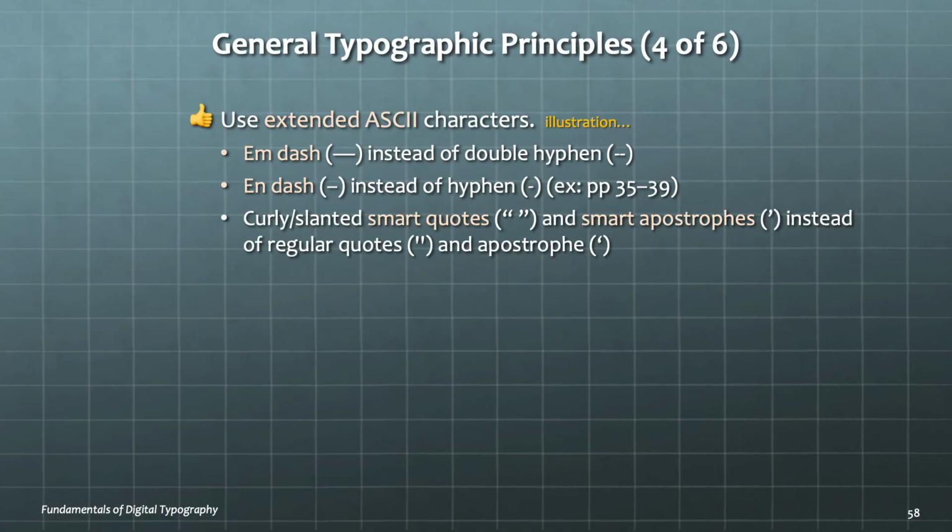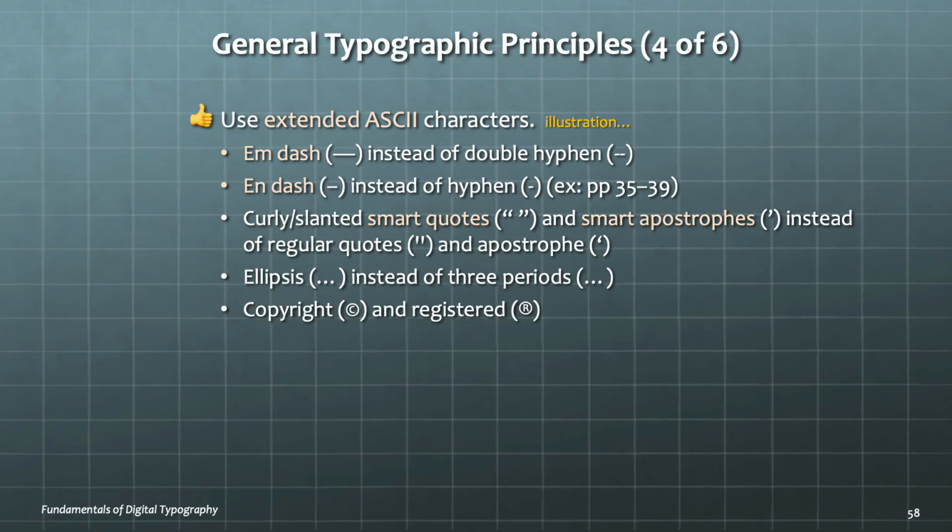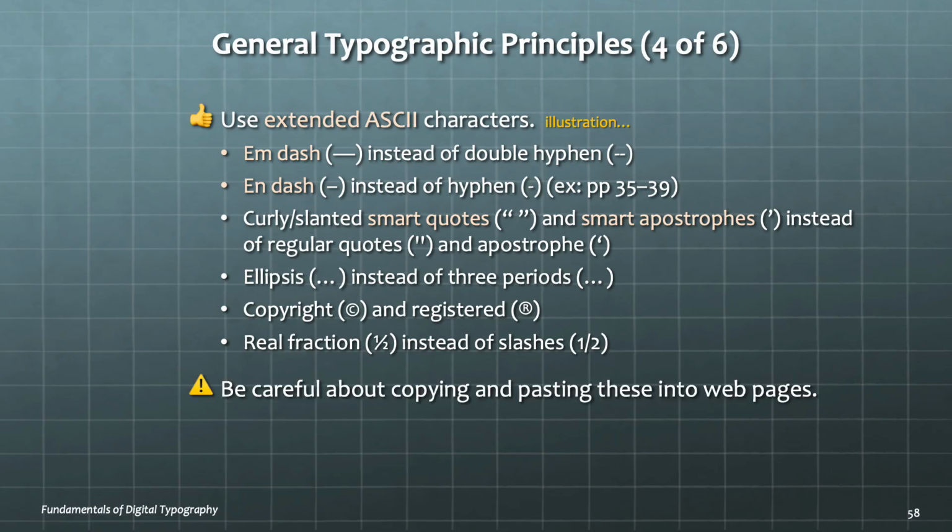Use curly, slanted smart quotes and smart apostrophes instead of regular quotes and apostrophes. The reason these are called smart quotes is that they know which side of a word or phrase they're on, so they use the appropriate curl character going to the right or left. Use an ellipsis instead of 3 periods. Use the copyright and registered symbols. Use real fraction characters instead of slashes.